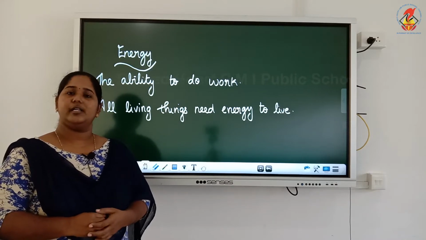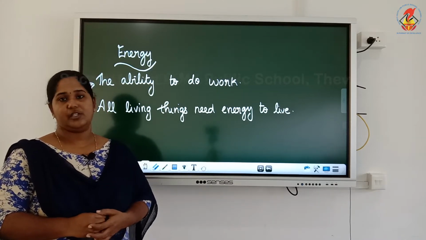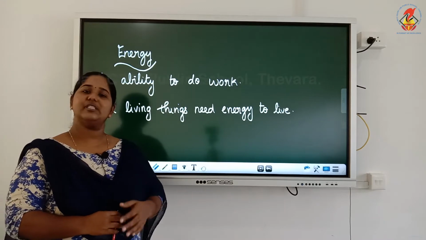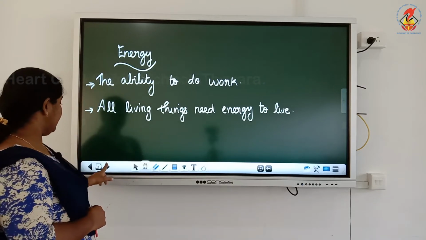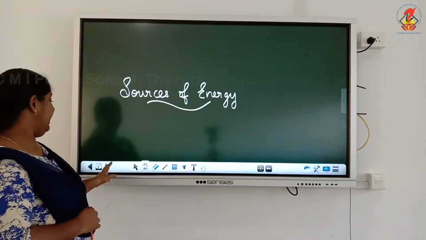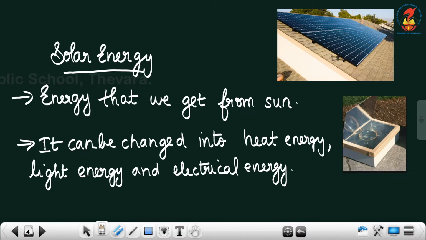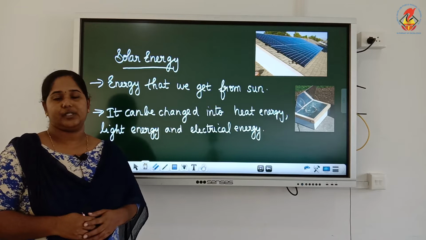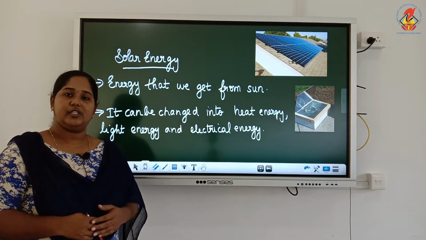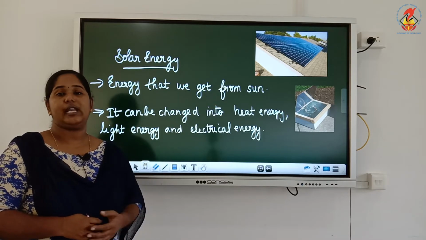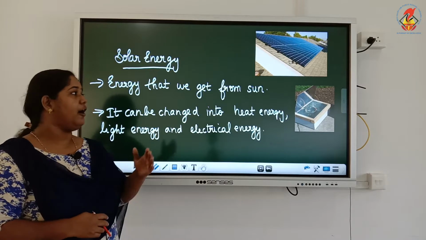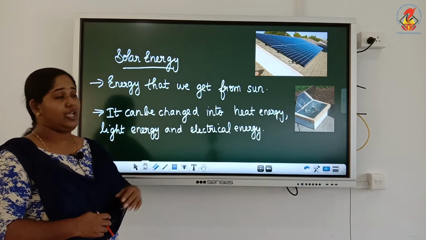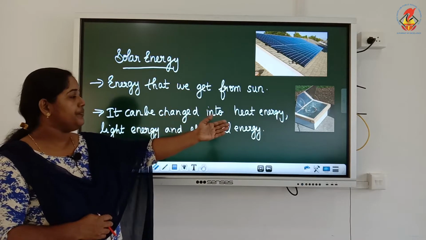Other than solar energy, there are many other forms of energy also. So let us first start with solar energy itself, which is the most important and readily available source of energy. Solar energy is the energy from the sun. We get heat energy and light energy from the sun. This solar energy is converted into electrical energy with the help of solar panels. You can see the solar panels there.